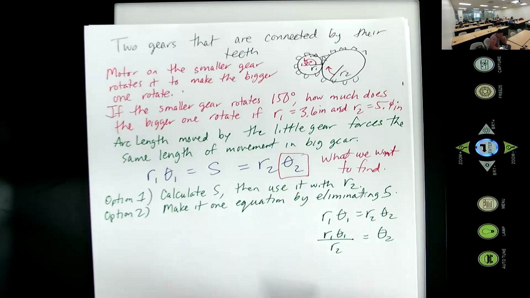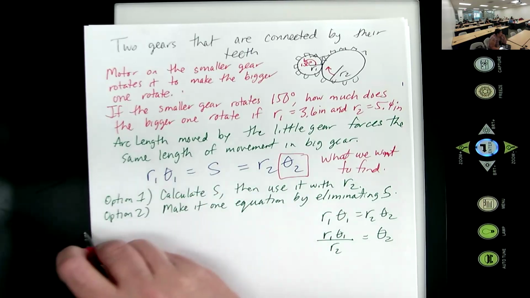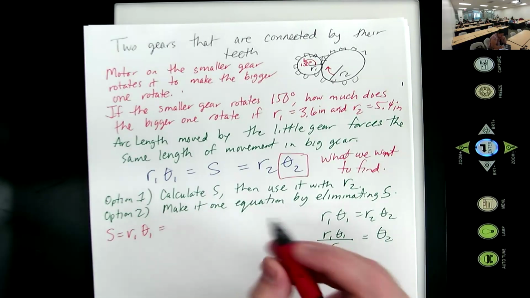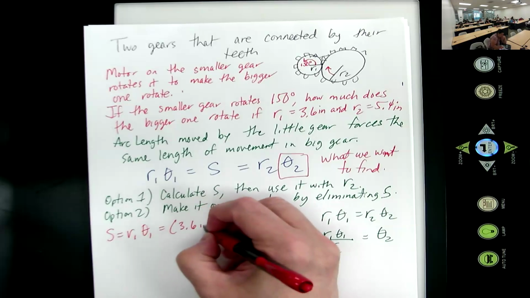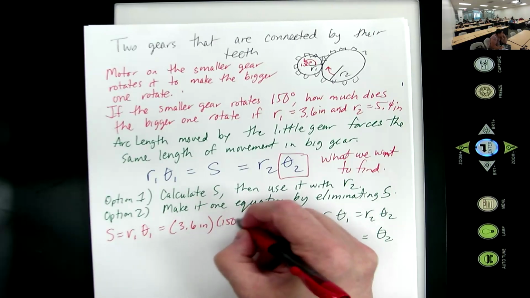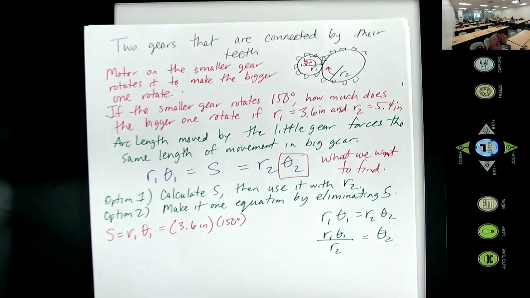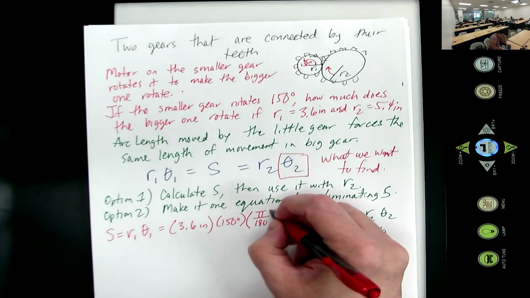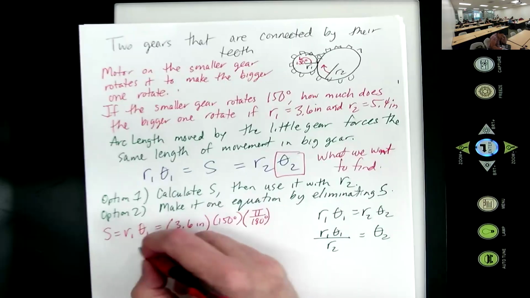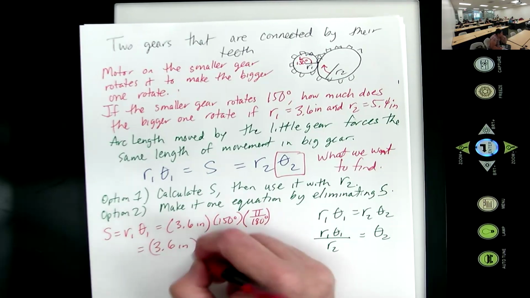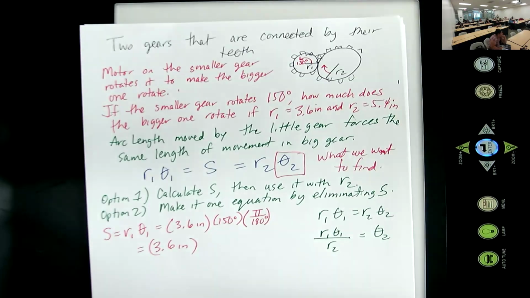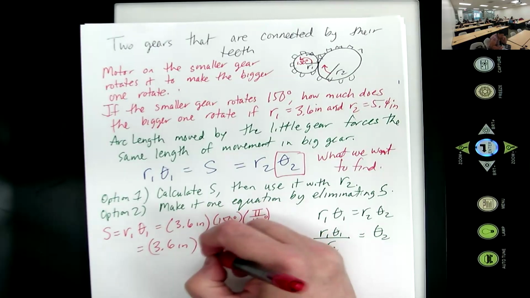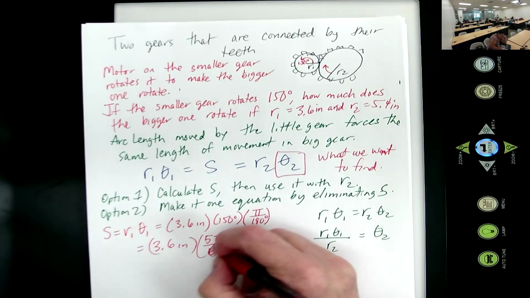So S is gonna equal the little one. We're doing R1 theta 1, that's the one we have information on. 3.6 inches times 150 degrees. And we don't like 150 degrees, so we're gonna do pi over 180. Or if you memorized it from the last section, 5 pi over 6. Six, not 16.